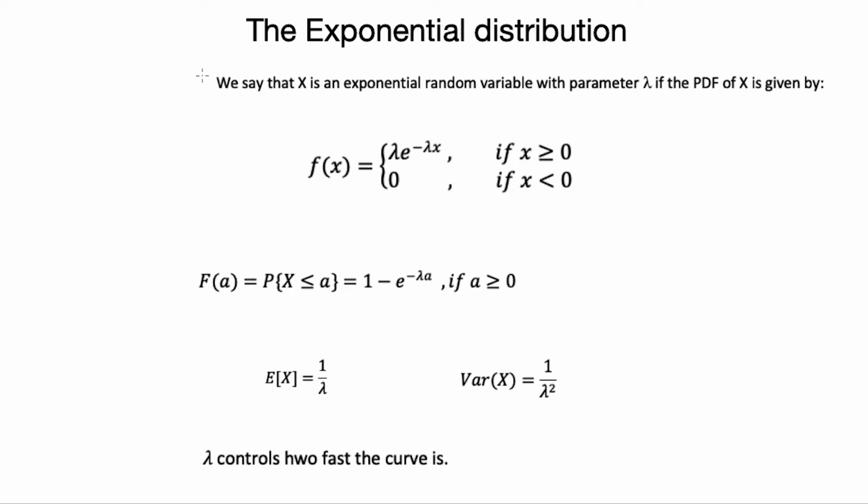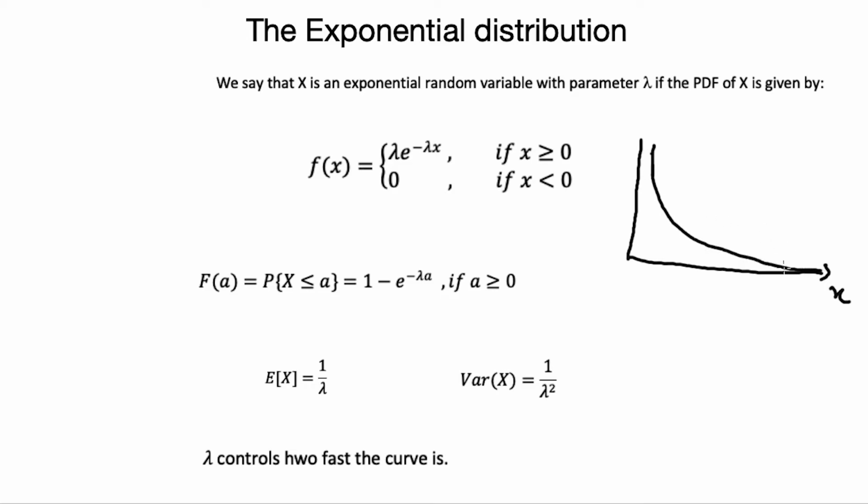The next distribution is the exponential distribution, and we say that a continuous random variable x is exponential with parameter lambda if its PDF f(x) is given by lambda e to the minus lambda x if x is bigger than or equal to 0, and 0 if x is less than 0. So this is its PDF, with parameter lambda, and its graph is given by this. So here is x, and it looks like that.